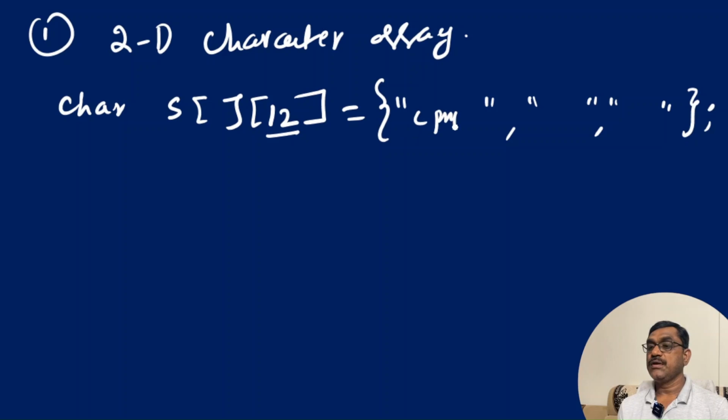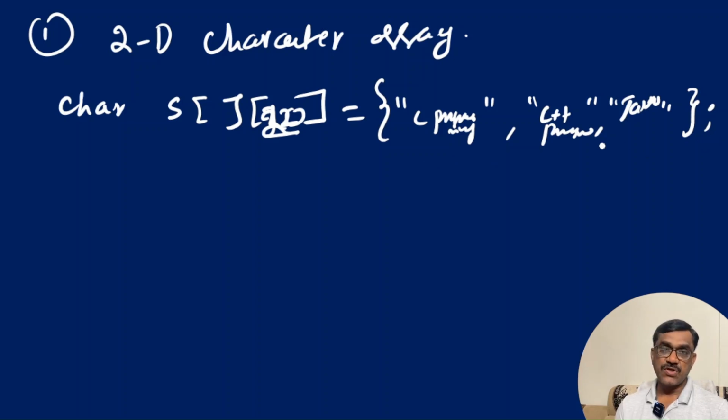C programming. Here I'm writing a C program. If you want more size here, you can take 20. Assume that I'm taking 20. So C programming is the first string. Next, C++ programming is the second string. And here Java is the third string. So like this, you can store any number of strings.